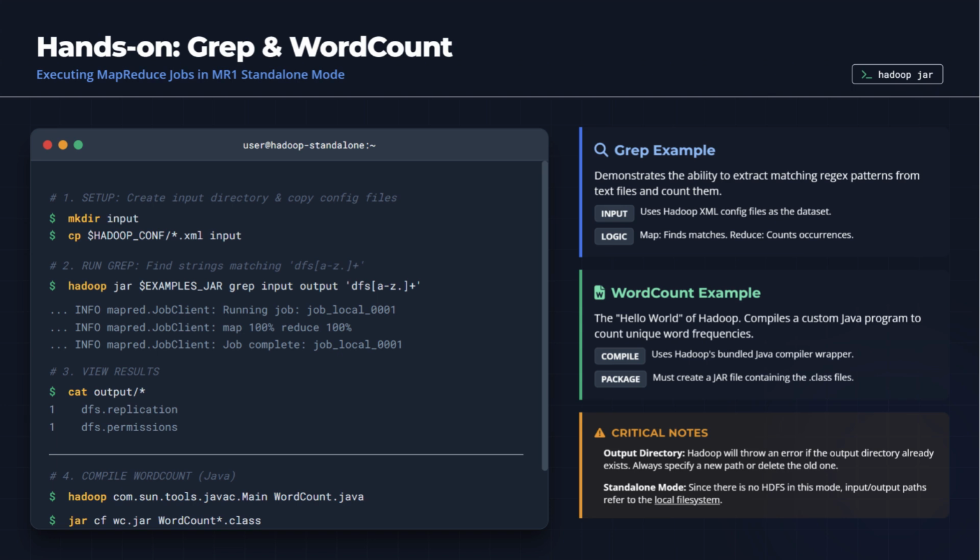One critical tip: Hadoop is picky. If your output directory already exists, the job will fail, so always ensure you're pointing to a new path or delete the old one first.